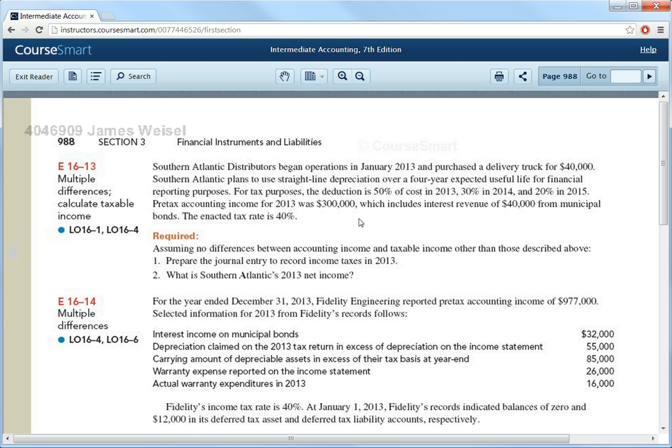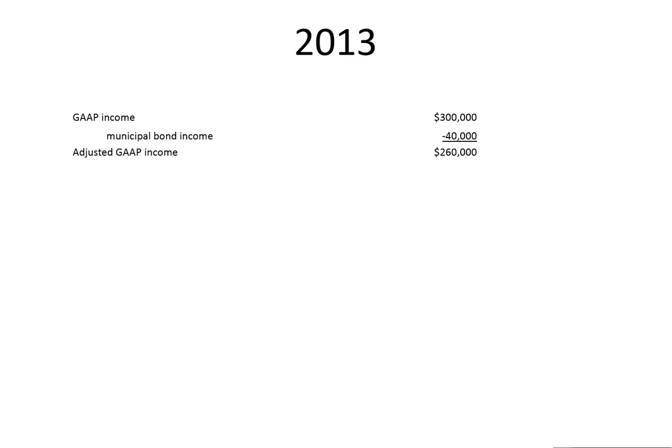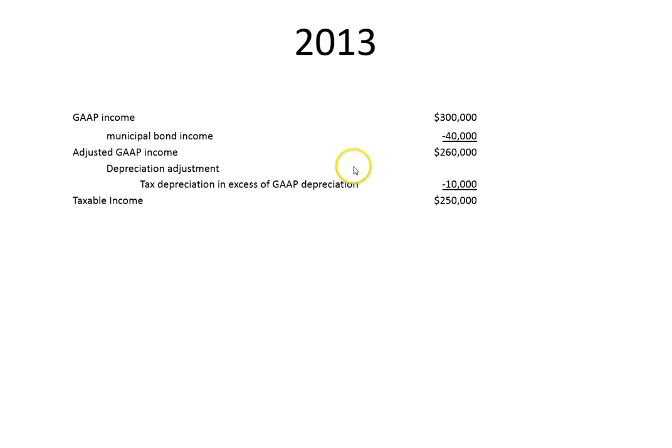$10,000 deduction under GAAP, a $20,000 deduction under tax rules. That's an extra $10,000 deduction. And so we have the information that we need now to determine our taxable income. So this is the tax depreciation in excess of the GAAP depreciation. It's not the GAAP depreciation amount. It's not the tax depreciation amount. It is the difference between the two. And so our tax depreciation allowance exceeds our GAAP depreciation deduction by $10,000. So we subtract $10,000 to arrive at our taxable income.